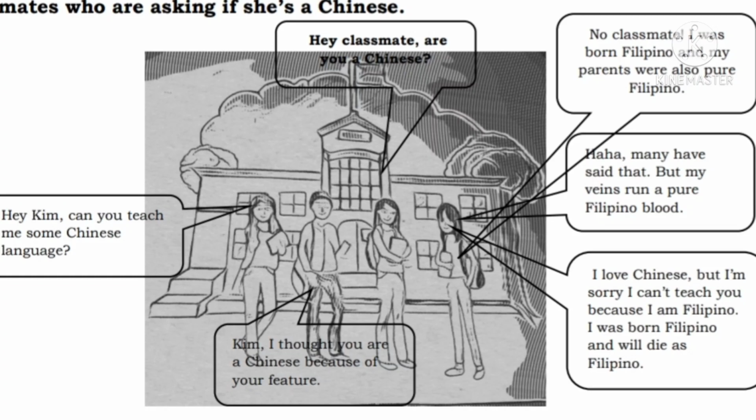Classmates, are you a Chinese? No, classmate. I was born Filipino and my parents were also pure Filipino. Kim, I thought you are a Chinese because of your feature. Haha, many have said that, but my veins run a pure Filipino blood. Hey Kim, can you teach me some Chinese language? I love Chinese, but I'm sorry I can't teach you because I am Filipino. I was born Filipino and will die as Filipino.